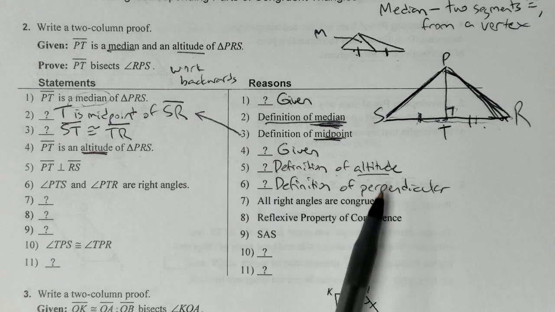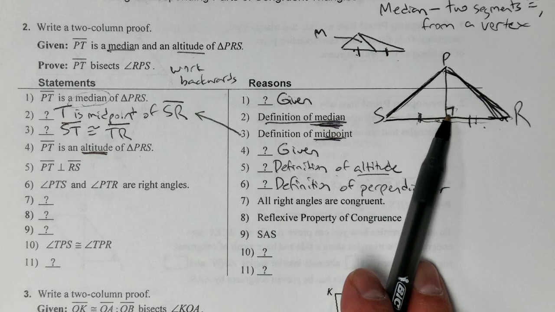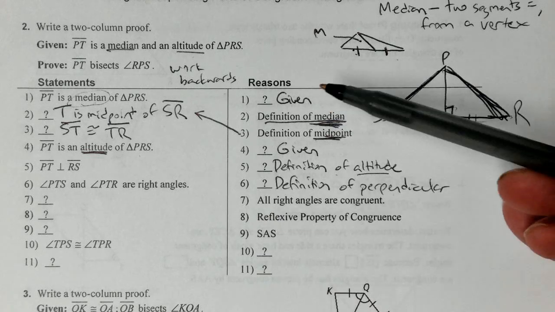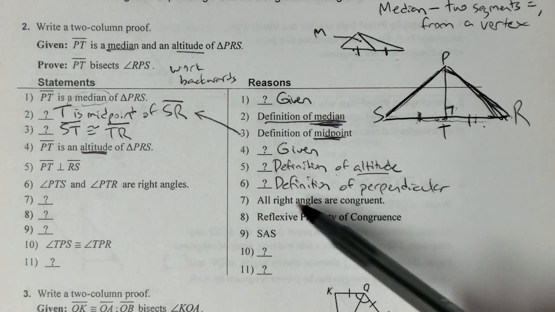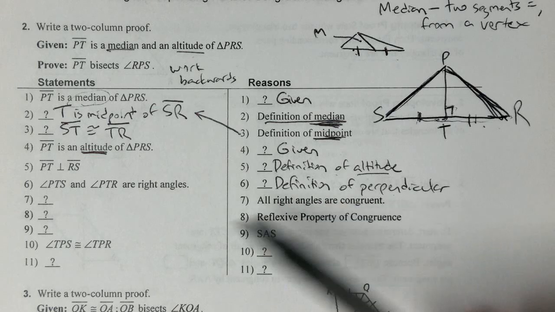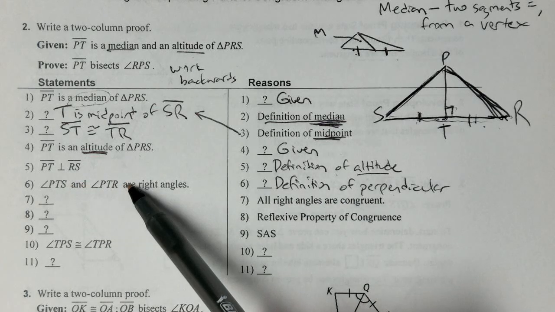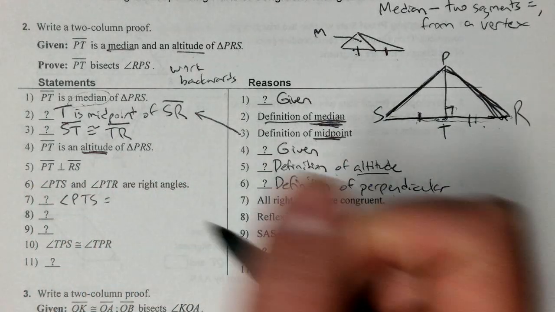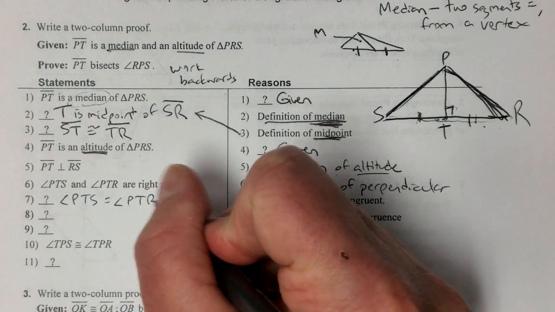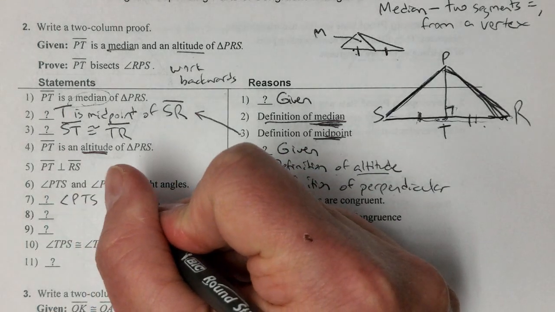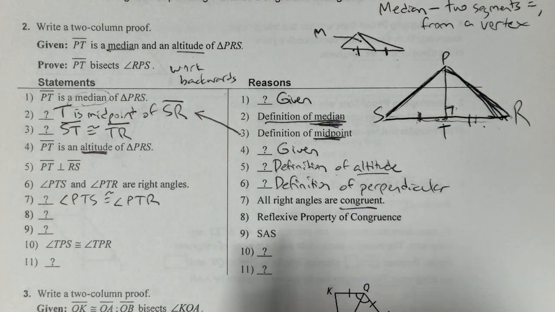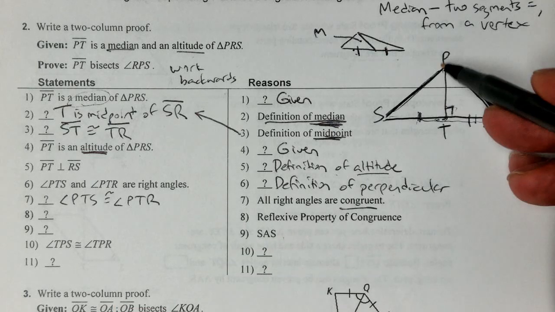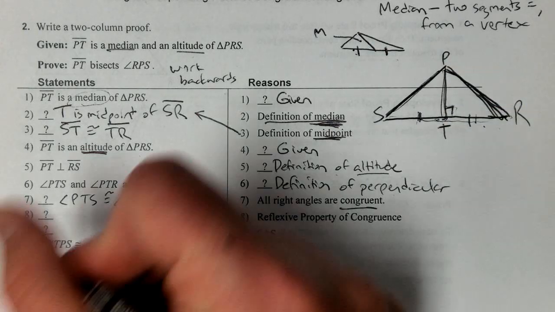Okay, so whenever you have an altitude, you have a right angle, and that's the definition of perpendicular. If you get to that point, the rest of it is kind of easy. The next one says all right angles are congruent, and it tells you which ones were the right angles that we use. So we put angle PTS congruent to angle PTR, with the little wavy symbol because it's congruent. All right angles are congruent. Then for the reflexive, it'd be this middle part, so PT congruent to PT.